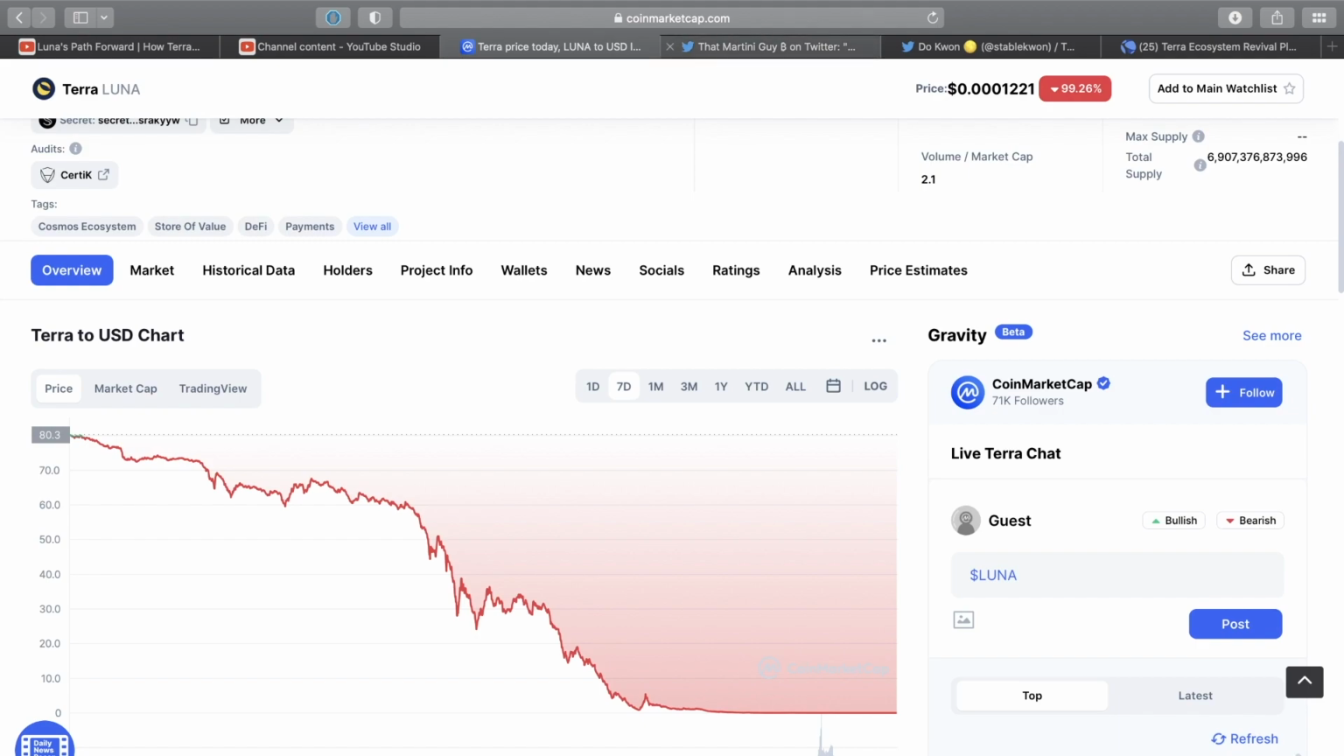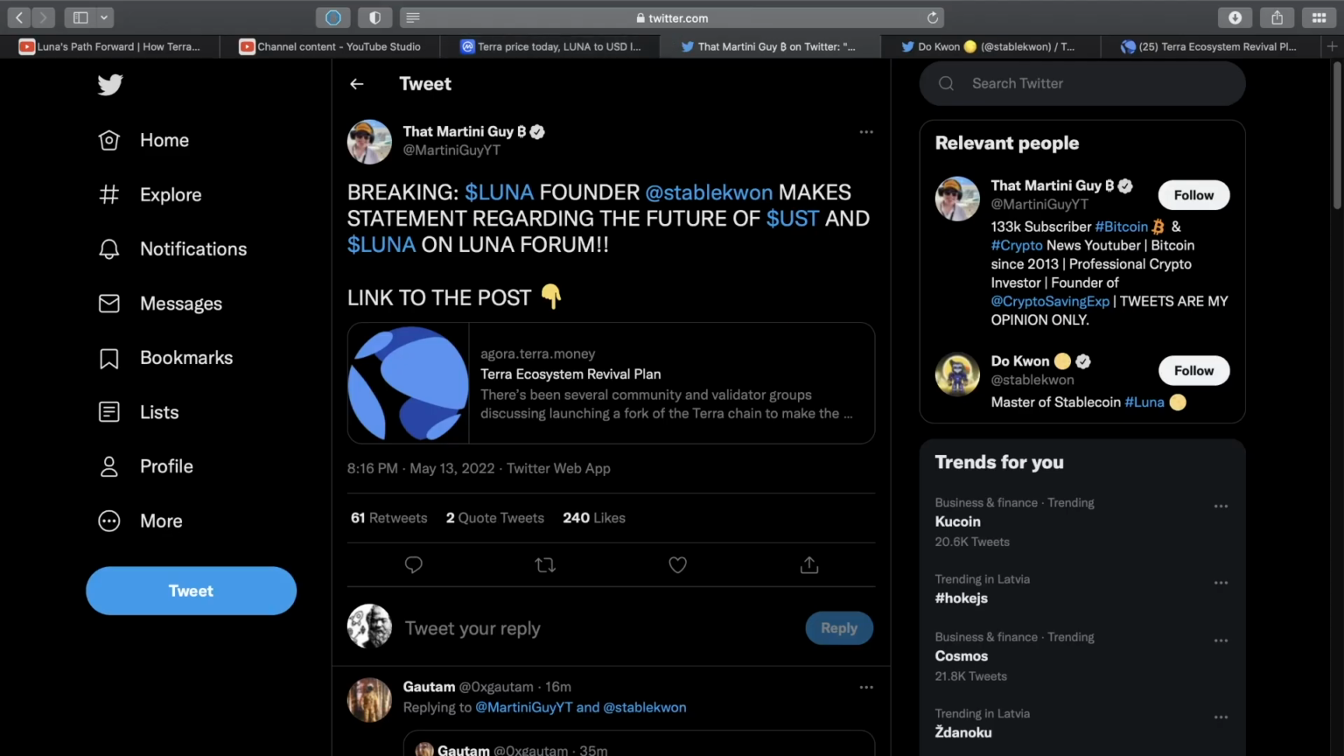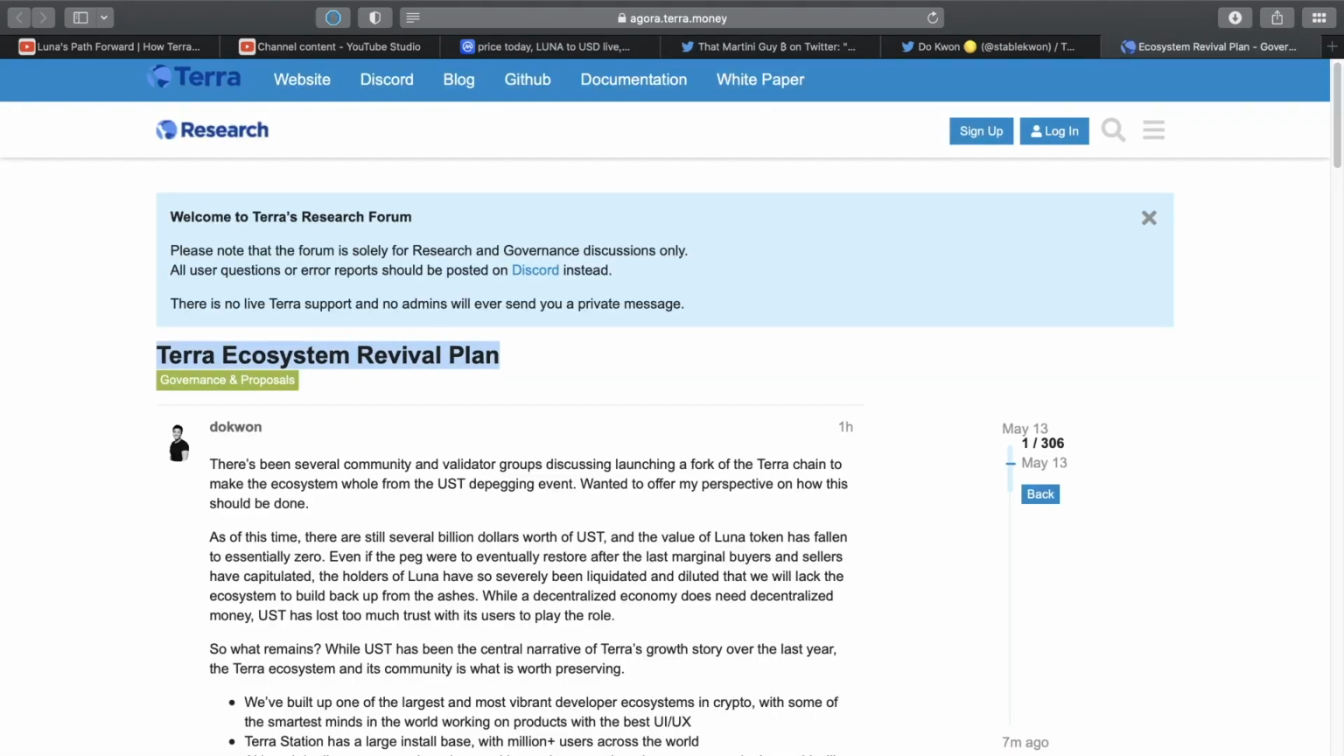And since that's quite unrealistic, there is another plan in the works. Kwon came out with a new plan just an hour ago, and we are going to go through that plan right now and see if millions of people are going to get back their money. The Grand Terra Ecosystem Revival Plan.